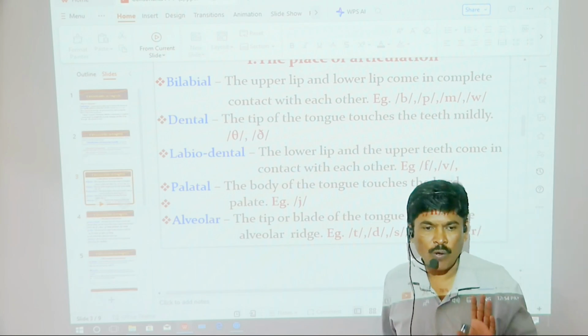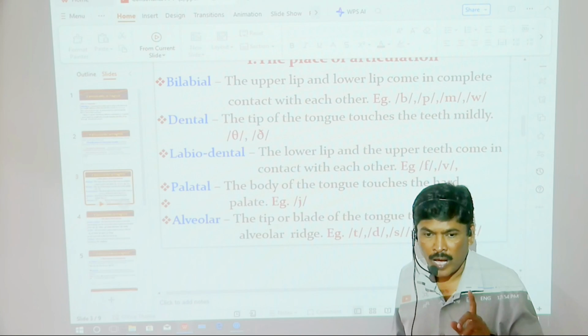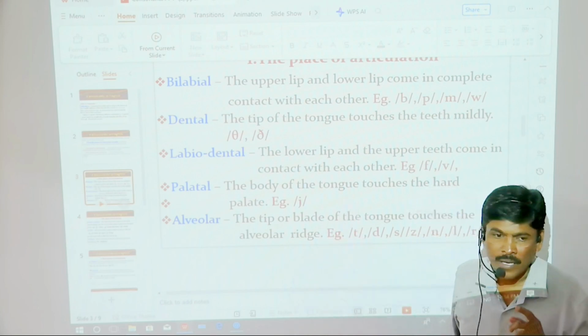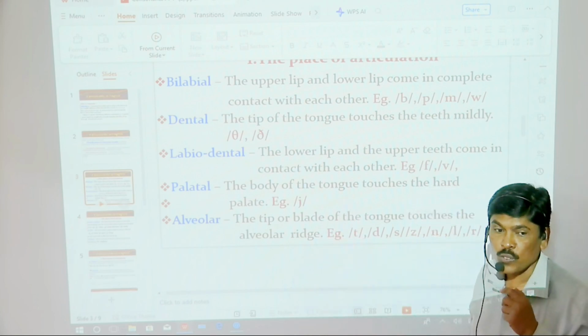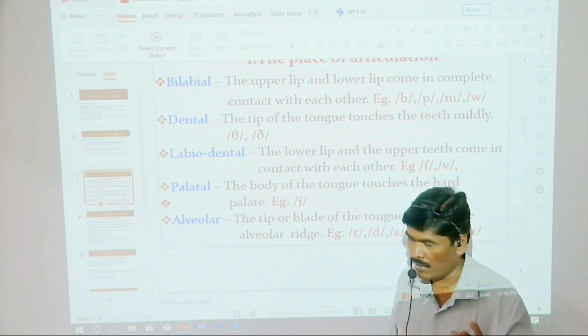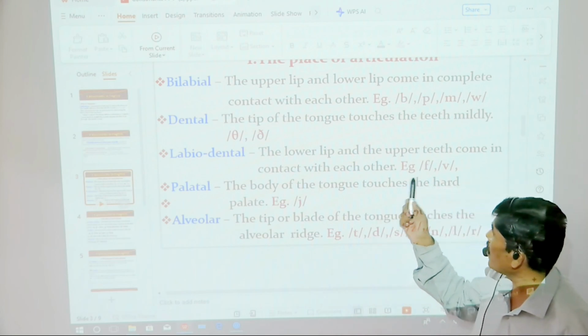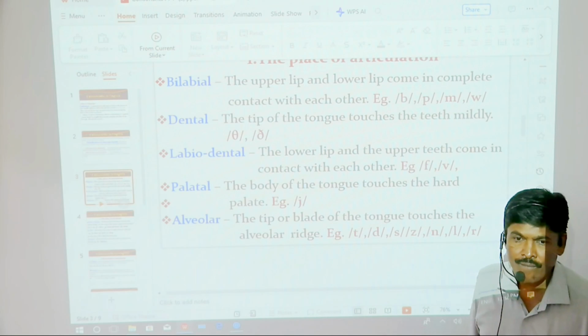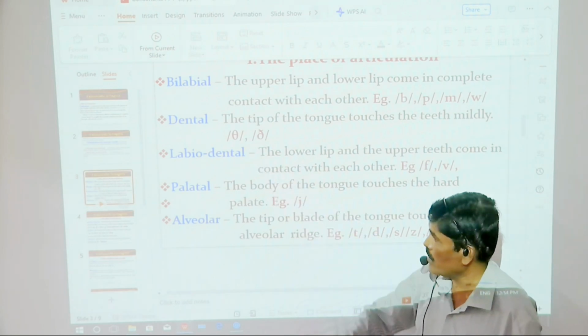But this is the wrong way of articulation. How is the sound f produced? The lower lip touches the upper part of the teeth. At that time f sound is produced. Fa, va. This is labiodental.